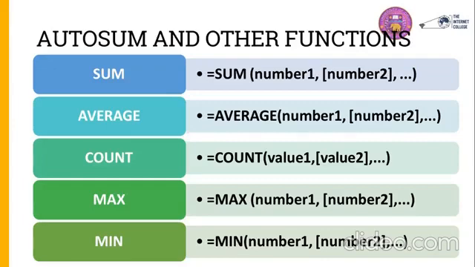Count is a function which is used to count how many numeric data points you have in a given data set. So whatever value 1, value 2 you are putting in your function, how many of these are numbers? Count does not count texts. It does not count blanks. It only counts numbers. So suppose I have a data set. I want to check how many values I have put. Have I put all the values?